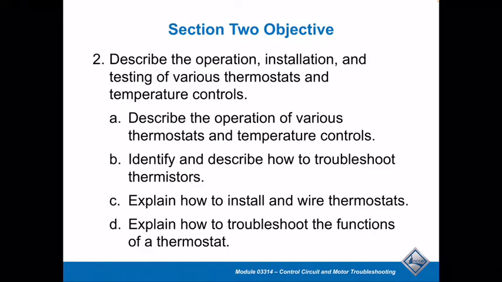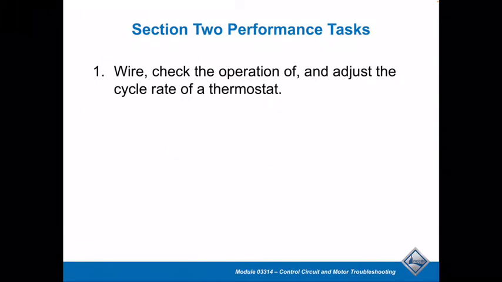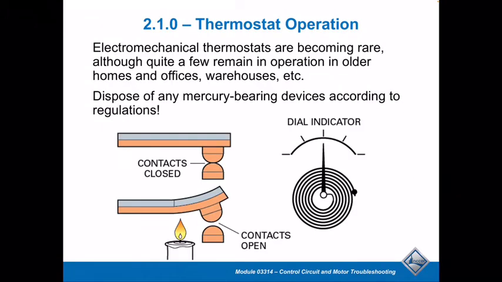First of all, some of the objectives in this chapter are to describe the operation and installation of various types of thermostats and temp controls, and we'll look at their operation, maybe how to identify or troubleshoot certain thermistors. We'll take a look at how to install and wire thermostats, and maybe how to troubleshoot some of the functions on a thermostat. Your performance task will be to simply wire and check the operation to make sure it's right, and then adjust the cycle rate on a thermostat. So we'll talk about some of those things.